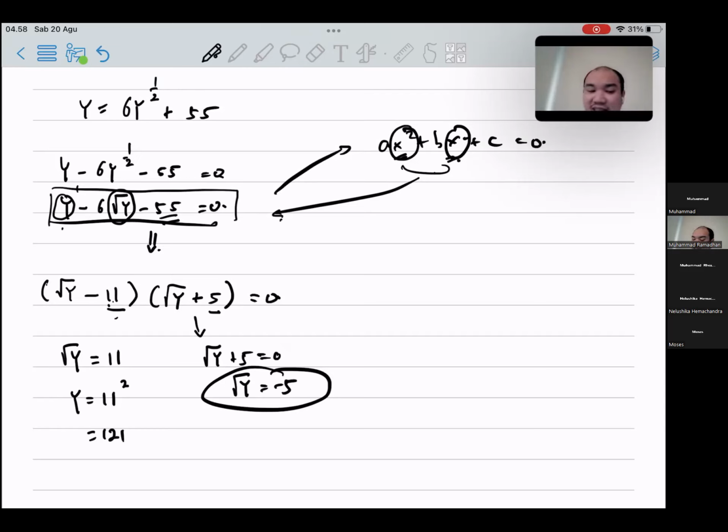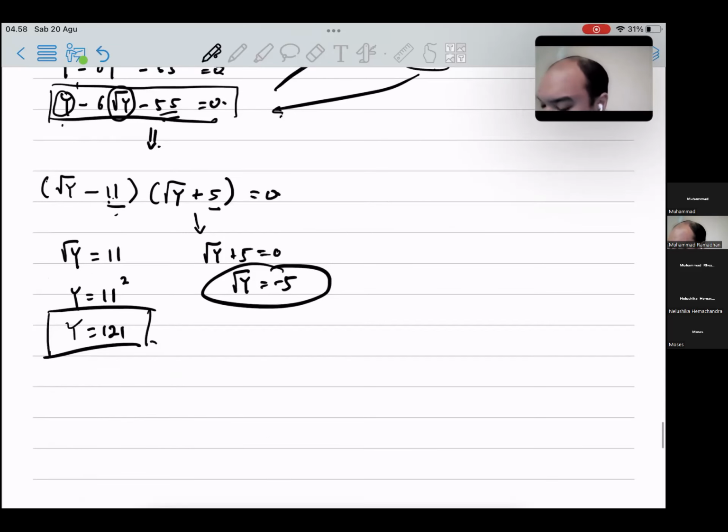So you can do this. So the only equation is y equal to 121. So this is the y equilibrium. What is the c equilibrium?